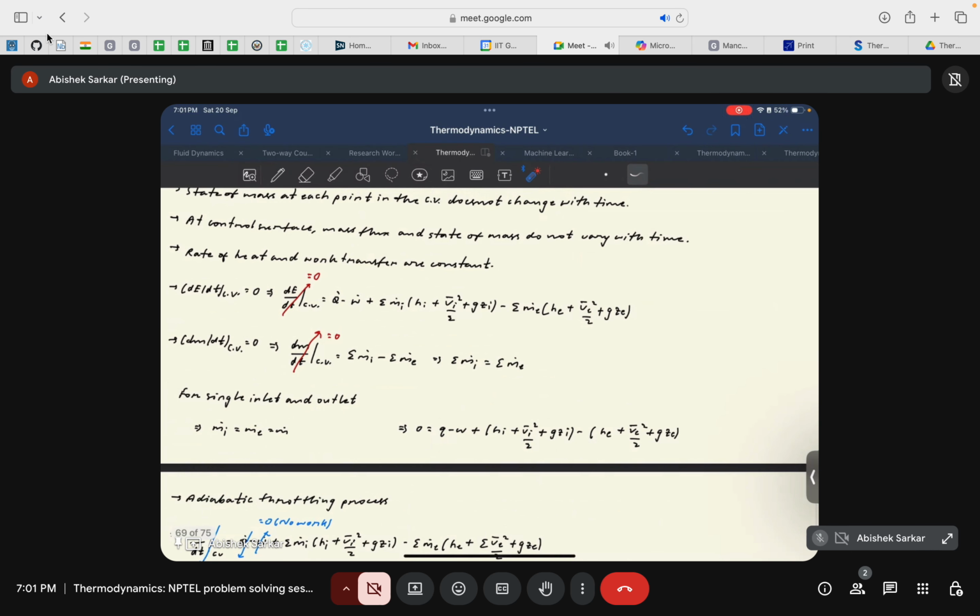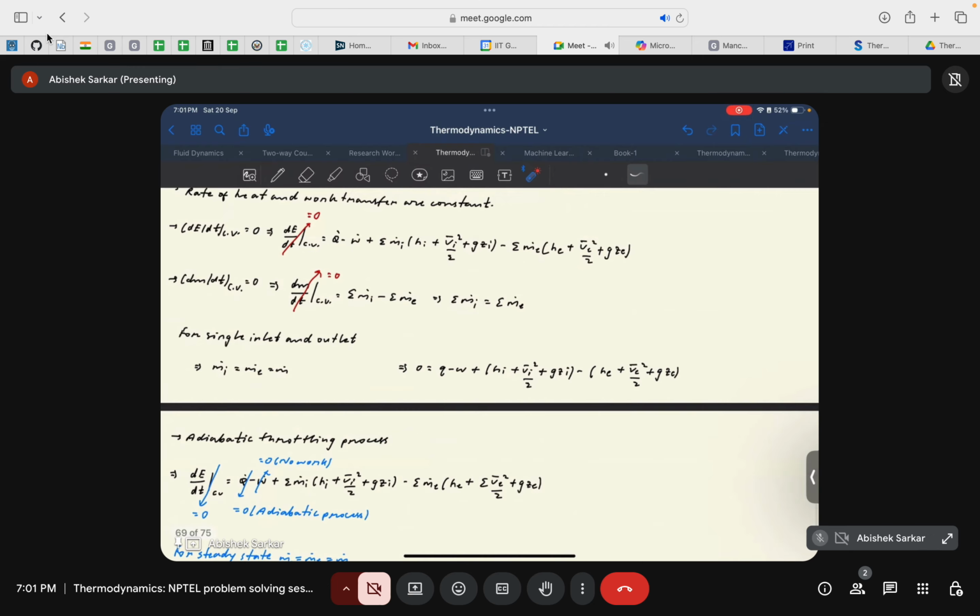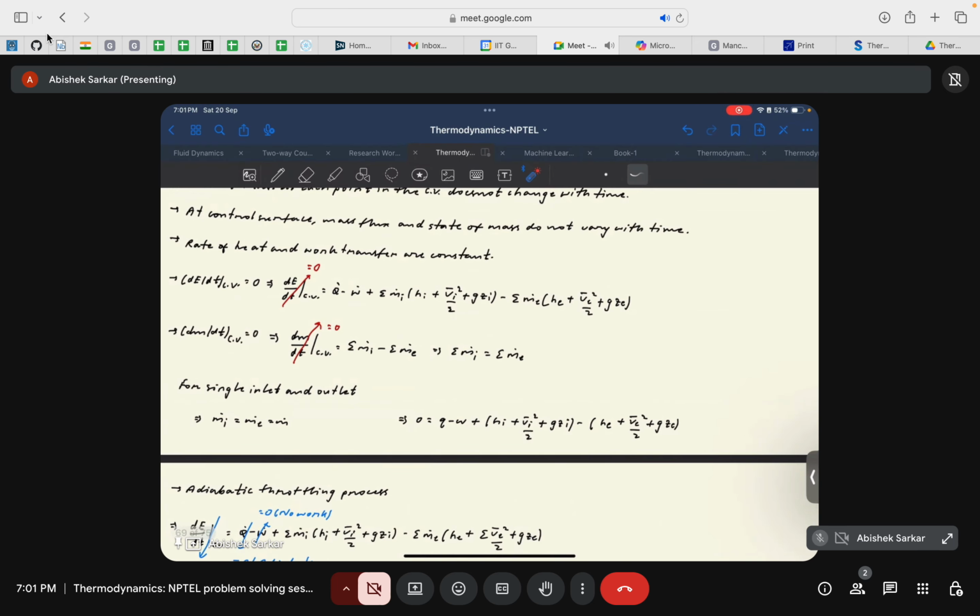So if you have only a single inlet and single outlet, again understand the specifics, you will have mi dot equal to me dot equal to a certain value of mass flow, that is m dot, say, and you can then divide all the terms by m dot. Then you will have q minus w plus hi plus vi square by 2 plus g zi minus he plus ve square by 2 plus g ze. I think it will be better if I just write the final form.